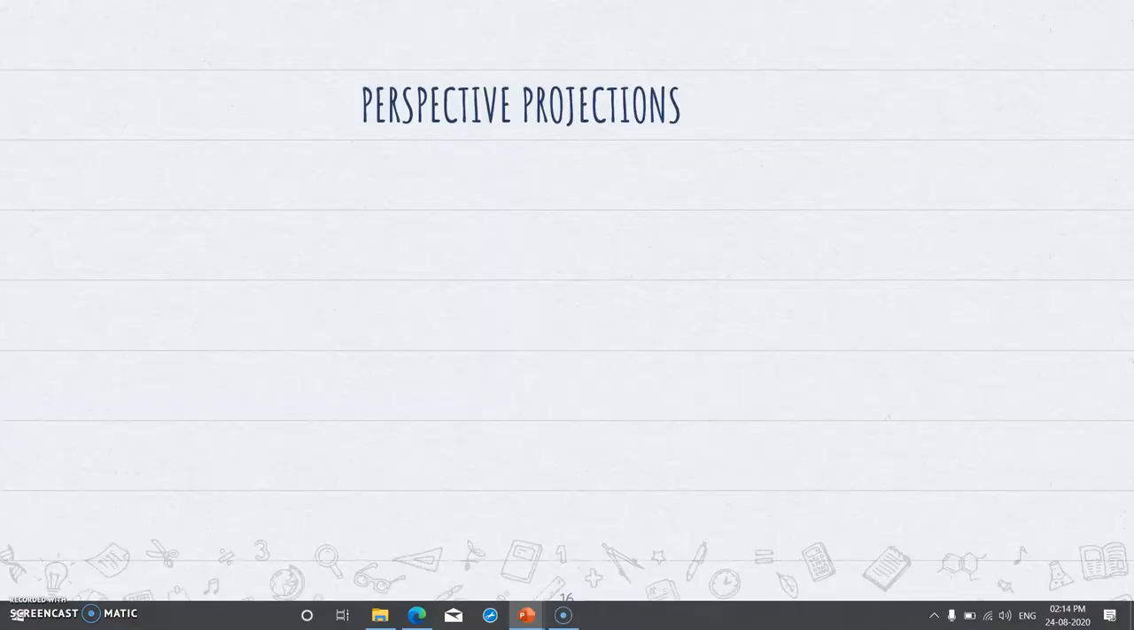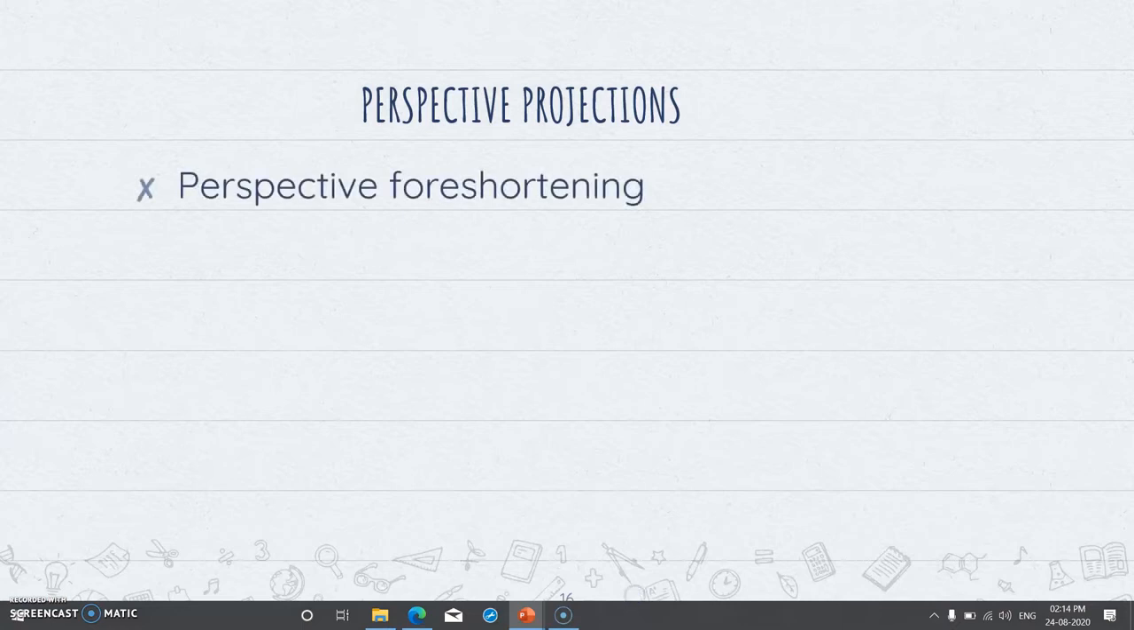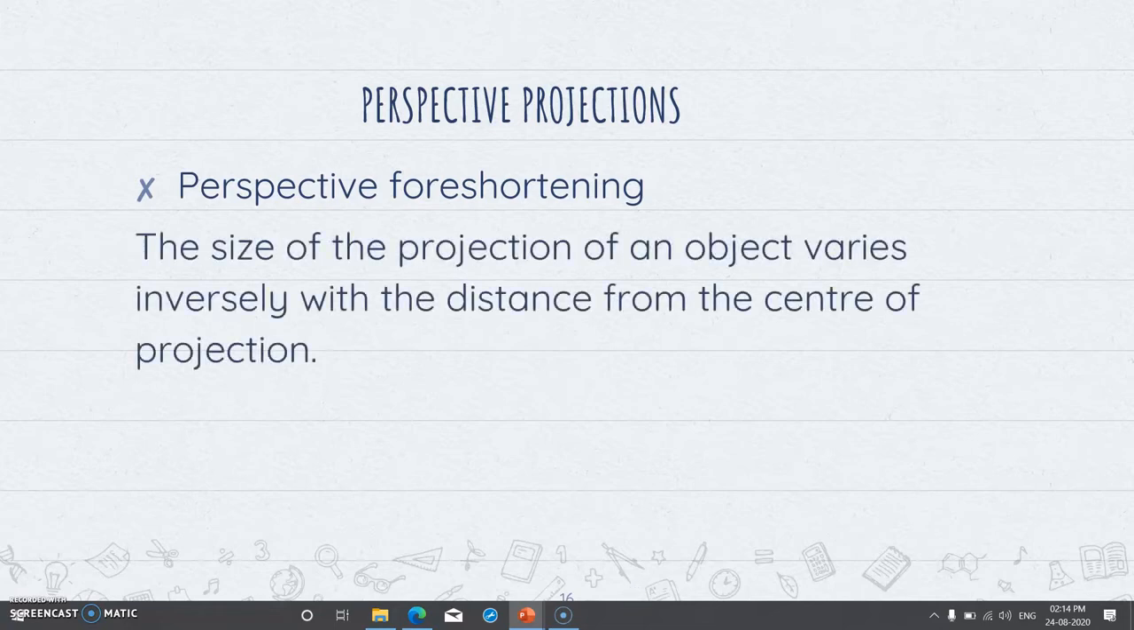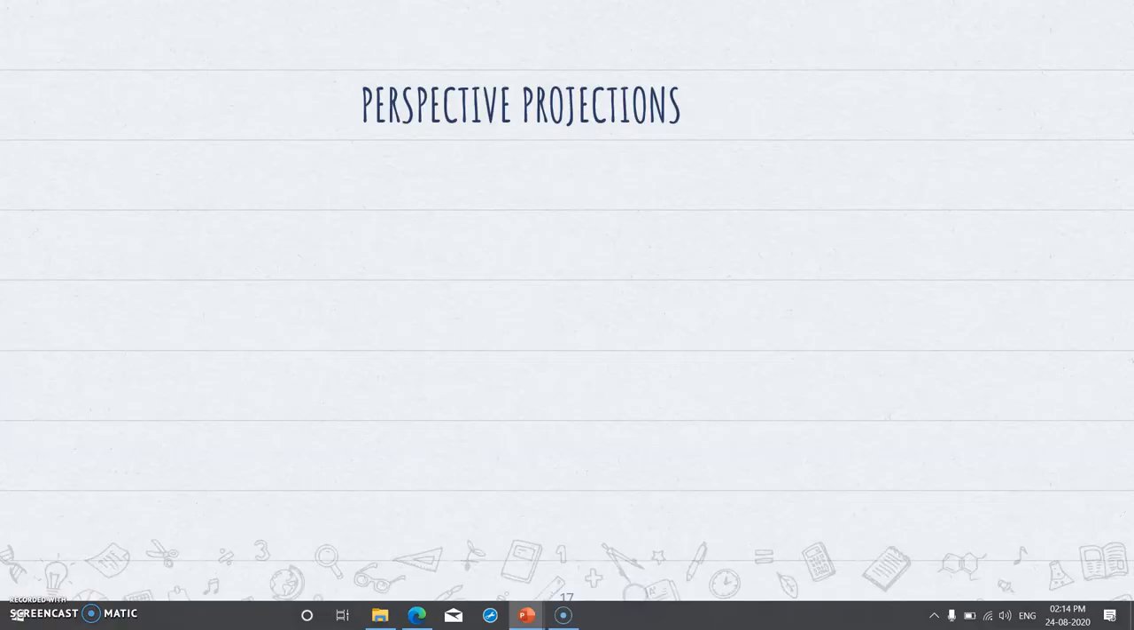First, let's see what perspective projection is. Perspective projection is more realistic. The visual effect is similar to that of a photographic system or the human visual system. The first feature we are discussing in perspective projection is perspective foreshortening. Here the size of the projection of an object varies inversely with the distance from the center of projection. So it is not suitable for recording the exact shape and measurements of objects.